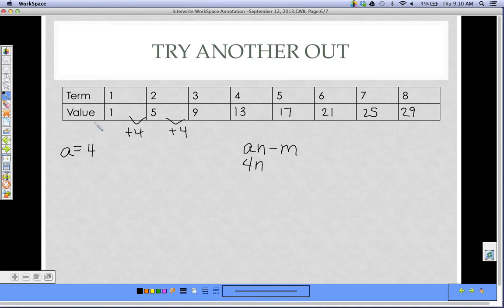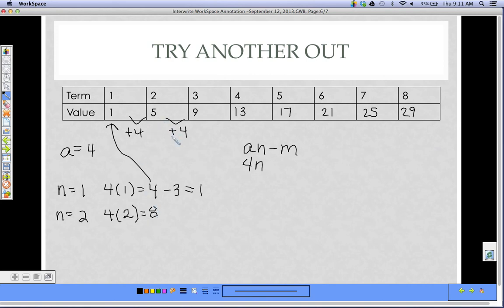So now let's look at this. Look at when n is 1. We're going to say 4 times 1. Well, that gives us 4. But how do we make it become a 1? What do we have to do? Oh, there you go. Minus 3, we get 1. So let's try this with n equals 2. Well, 4 times 2 gives us 8. To get to 5 now, minus 3.